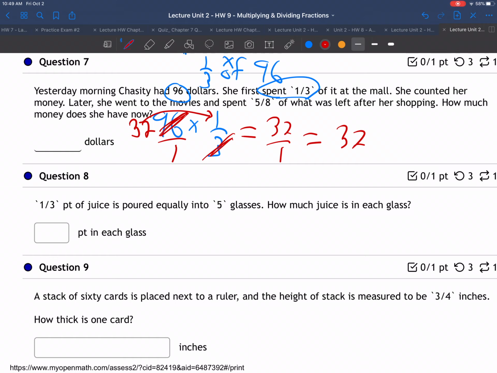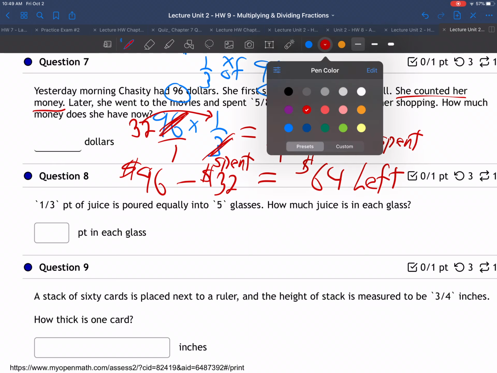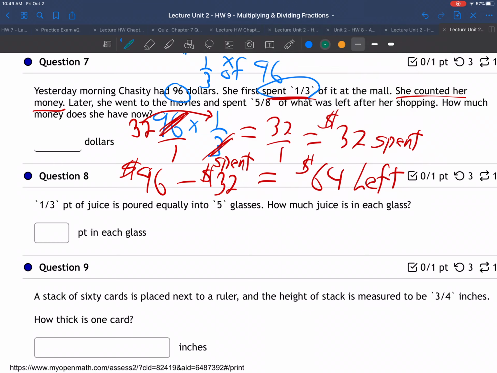So $32 is what she spent, right? Because she spent 1/3. So if she spent $32, then how much? She has 96, and she spent 32. So that leaves what? 64 left. So she's left with $64. She counted her money. She counted $64 left. So there's number 1, there's the spent 1/3.